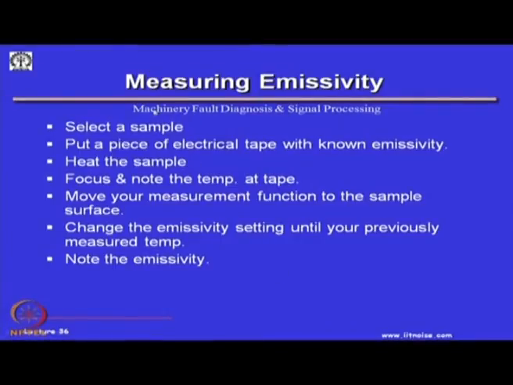So, one way to measure emissivity is to select a sample, put a piece of electrical tape with known emissivity, heat the sample, focus and note the temperature at the tape, move your measurement function to the sample surface, and change the emissivity till you get the previous temperature, and that is what I told you in the method. So, you can change the emissivity till you get the right temperature. That is what people follow in the field.